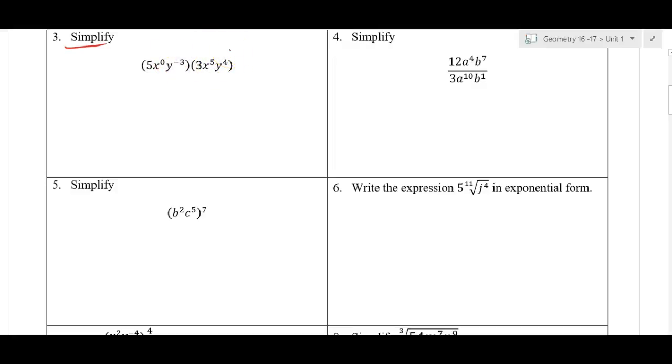I have to take into account also I have these coefficients that are in front of my variables, the 5 and the 3. So what I'm going to do is take those coefficients out front first, and I'm going to multiply them. And then I'm going to put my x's next to each other, x to the 0 times x to the 5th, and then I'm going to put my y's, y to the -3rd times y to the 4th.